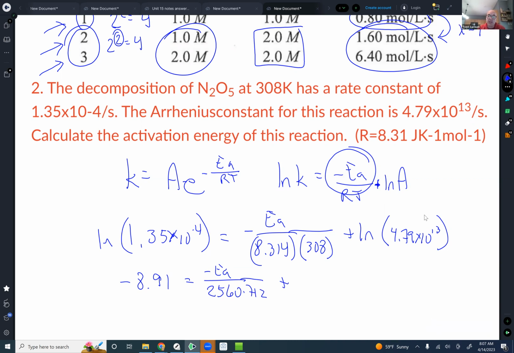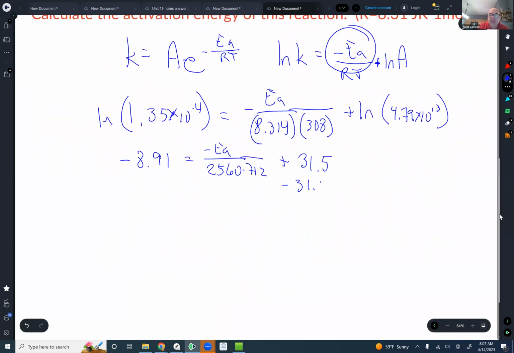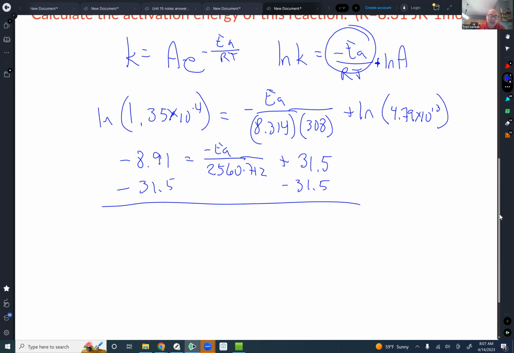You're going to have to search for it on your calculator because it's not intuitive. You don't want to use the regular log. This is natural log. It's a different mathematical function, 31.5. Okay, now first things first, algebra says you have to move this 31.5 to the other side. So negative 31.5 to the other side. So now plus 8.91, and we have 40.41 equals negative EA over 2560.712.